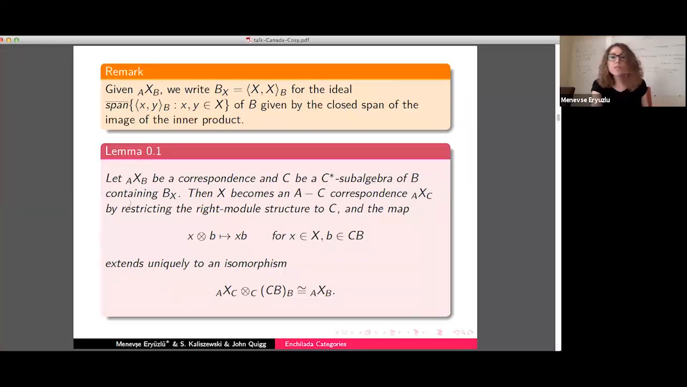For instance, this first lemma tells us what we can replace B by, or whether we can factor this. Now, it turns out we can: instead of B, we can use any C-star subalgebra of B containing Bx, right? We want a right Hilbert module structure, so that's why we want it to contain Bx. And then once we do that, we get this very nice factorization that, again, we'll be using a lot.